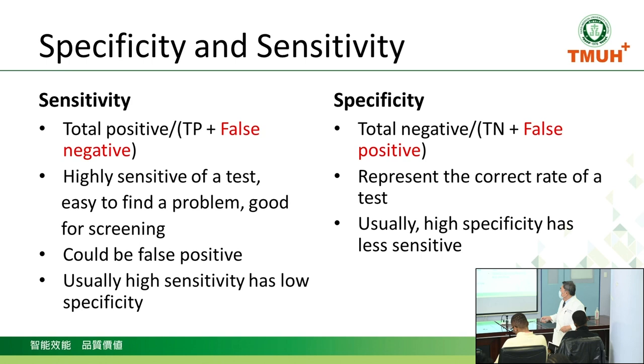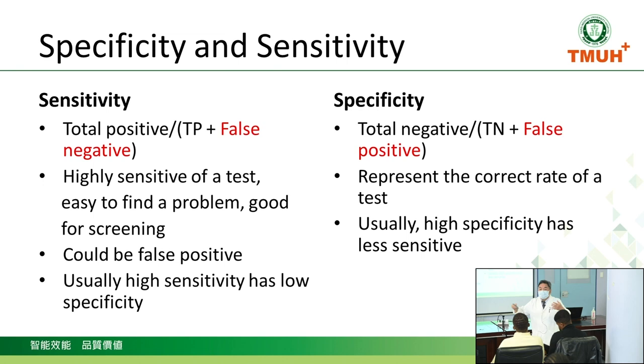A highly sensitive test is easy to find a problem. Because it is highly sensitive, we need a high sensitivity test to find the disease, the problem. So it could give false positives. And usually high sensitivity has lower specificity.